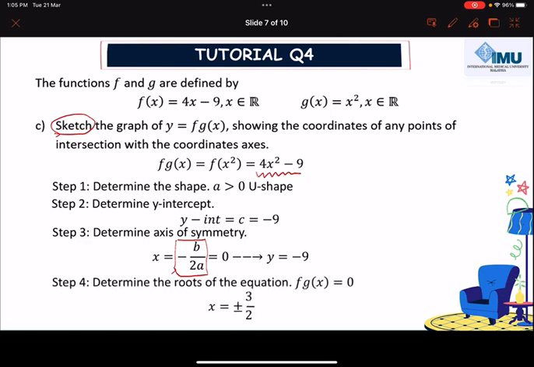Step number 4, determine the roots of the equation, or we can also say the x-intercepts of f(g(x)), by equating it to 0. You can solve using multiple methods, either completing the square, factorization, or the quadratic formula. You will obtain the roots of negative 3 over 2 and positive 3 over 2.